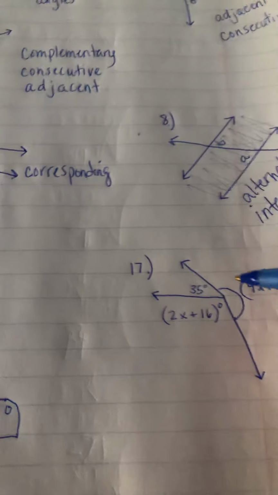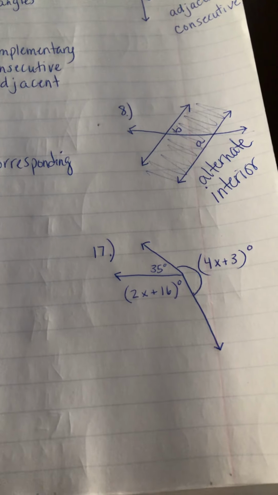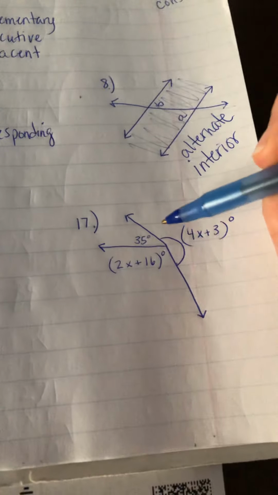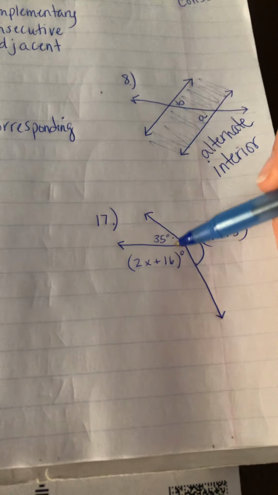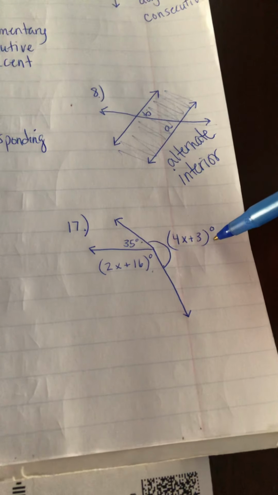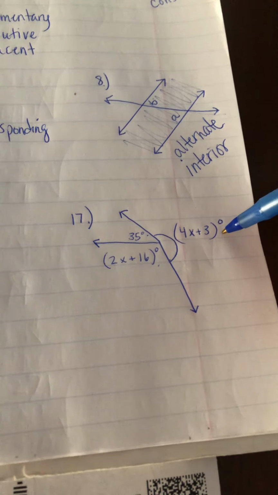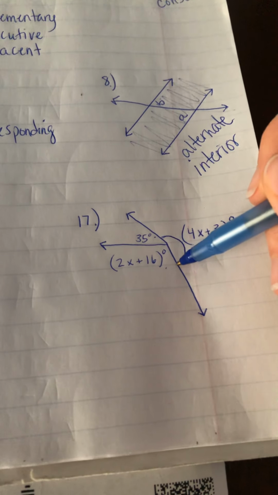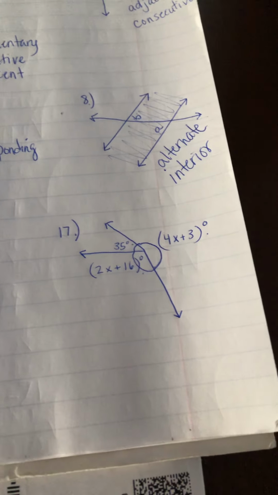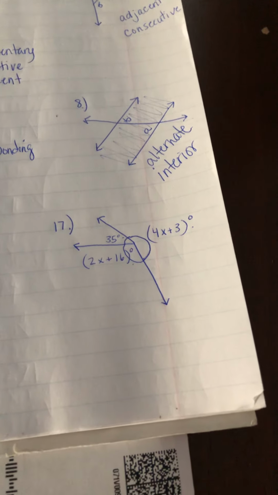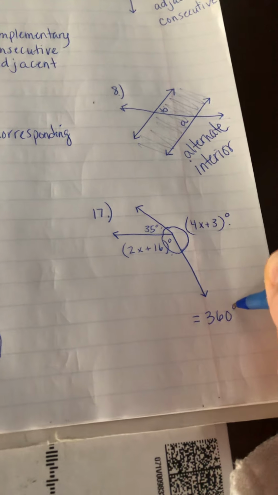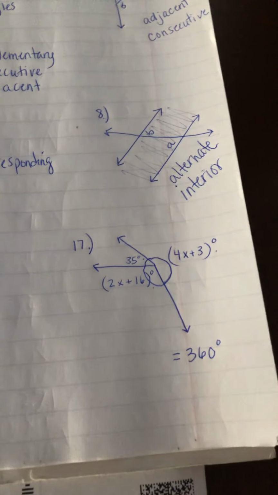Over here. Okay. This might be a little bit more difficult. This was on the second page. Obviously, as you go further, it's a little bit more difficult. Now, this piece is 35. This piece is 2x plus 16. And this piece is 4x plus 3. Now we have the variable x to solve for. All right, this piece right here plus this piece right here plus this piece right here creates what? A circle. And a circle is 360 degrees. So we're going to add them all together and set it equal to 360 in order to solve for x.